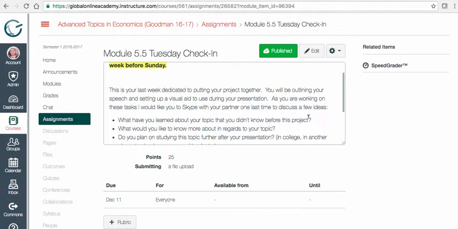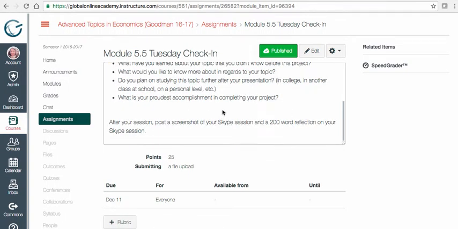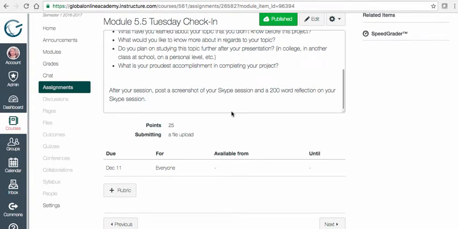So I'd like you to Skype with your partner and talk about how your project has been going and to discuss a few ideas about your project. And then after your session, you're going to capture a screenshot of your Skype session and write a short 200-word reflection on what you and your partner talked about.